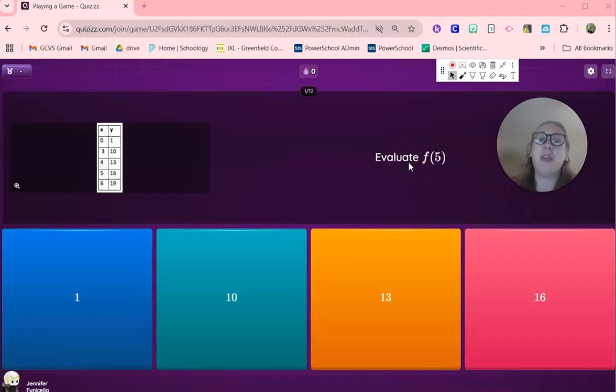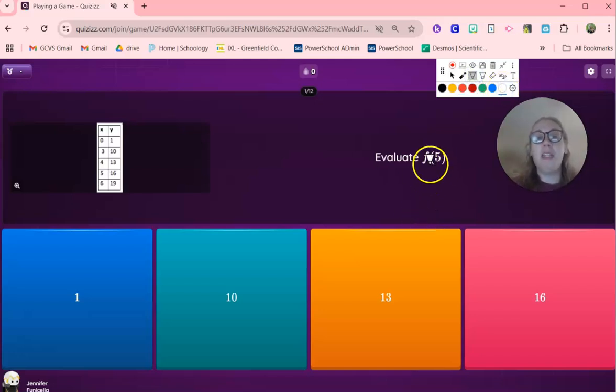Hello everyone. We're going to be looking at how to evaluate functions using various things like tables, graphs, equations. And this is the Quizizz 2.2 activity. So I'm going to be going over these questions and follow along.